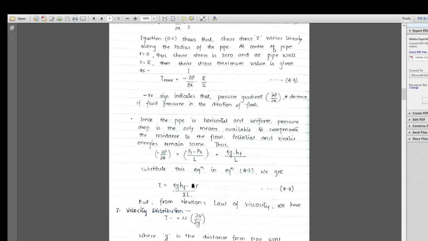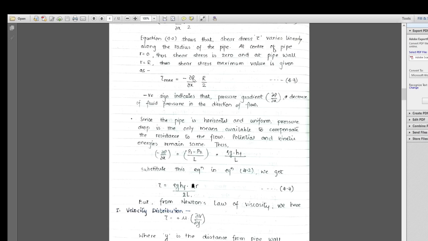What does this negative sign in this equation indicate? It indicates that the pressure gradient, that is delta P by delta X, shows a decrease of fluid pressure in the direction of flow. In the direction of flow, pressure is decreasing. So the negative sign is present.